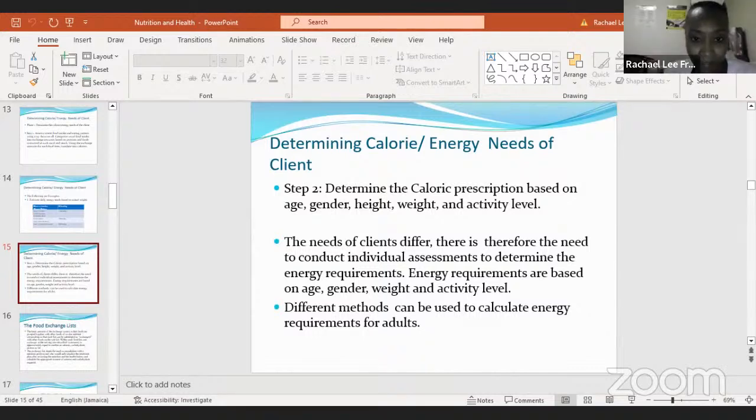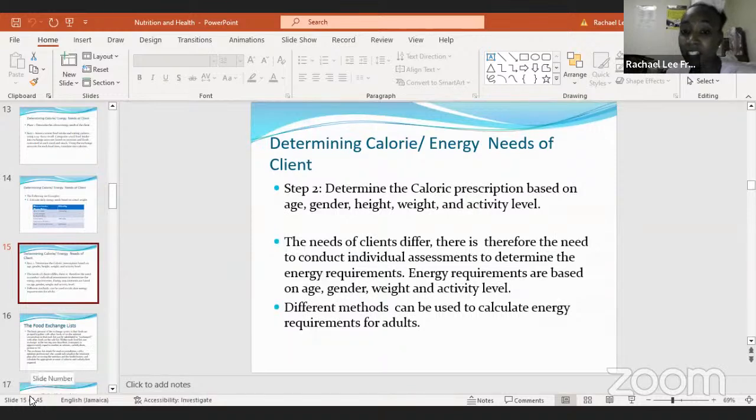All right. So the second phase of how we would do that: you would determine the caloric prescription based on, as I said before, the age, the gender, the height, the weight, and the activity level. And you'll notice that persons who are very tall tend to weigh a lot. You can have somebody who is tall and slim, but they do weigh a lot because their height makes up for the weight.